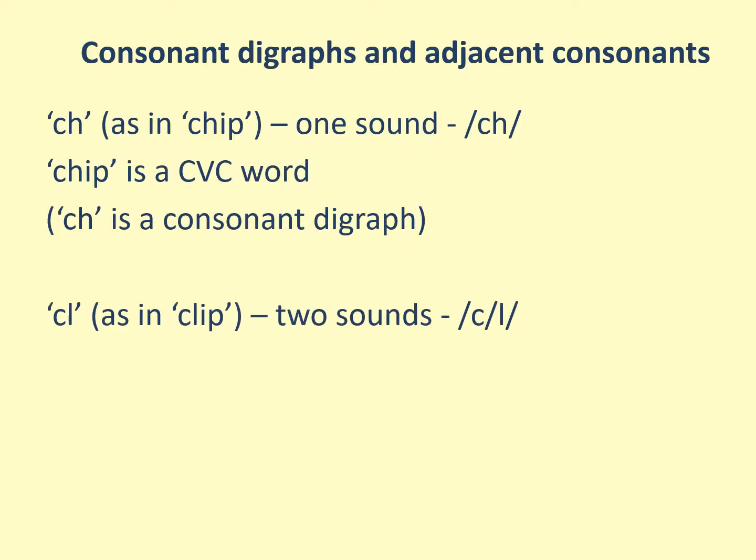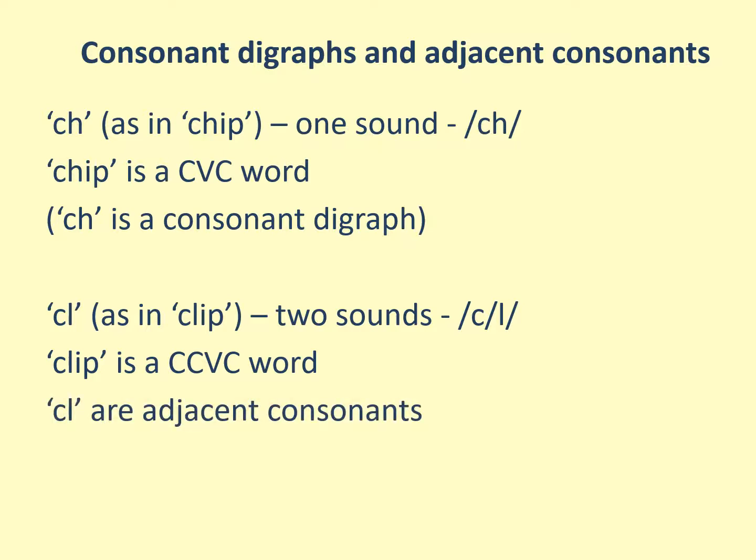Clip, on the other hand, if we sound it out, k, l, i, p, has 4 phonemes. The first 2 are both consonants, k, l. We can hear them as distinct sounds. So clip is a CCVC word, and k, l are adjacent consonants.